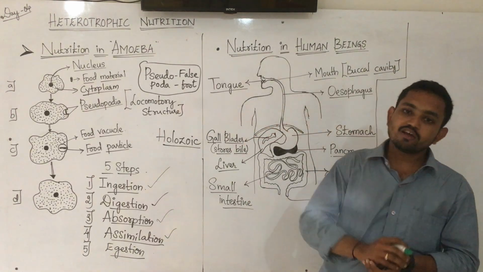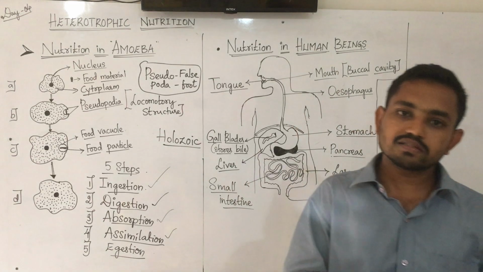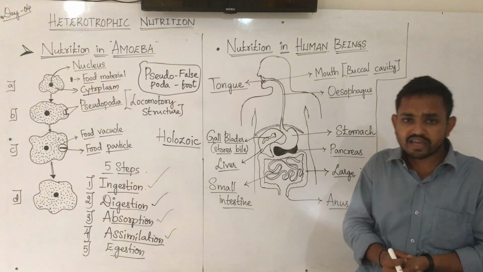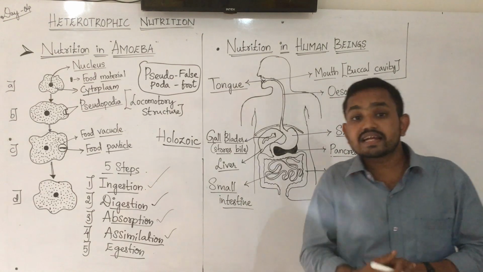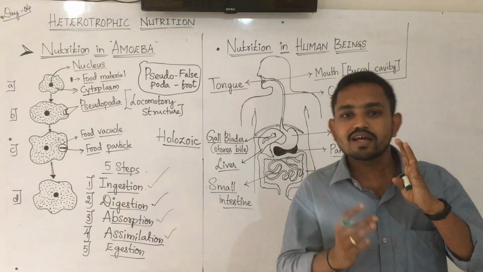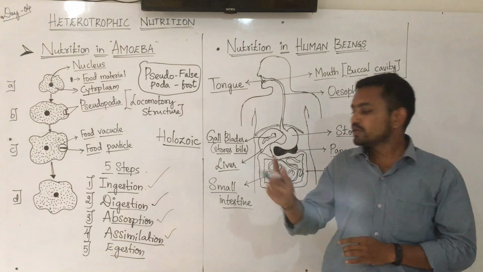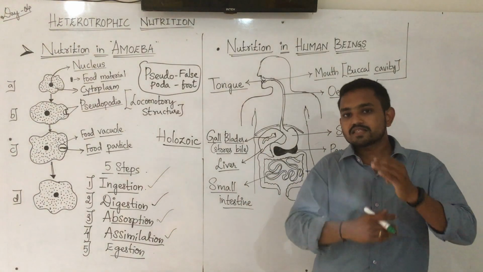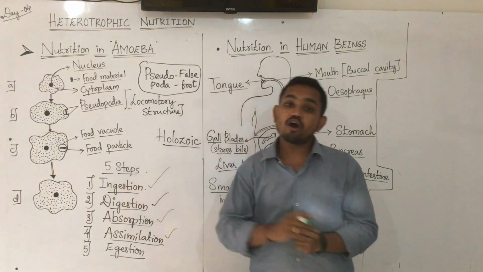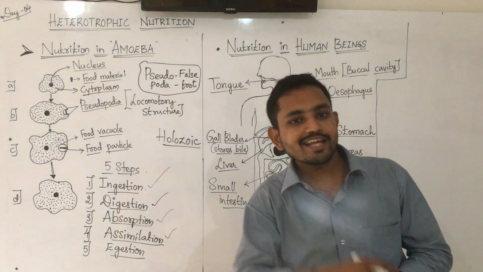Lastly, the unwanted substance, the undigested food, which is waste, is sent back towards the wall, and with the help of pseudopodia it is eliminated. So egestion is the process of removal of waste, particularly by the wall.